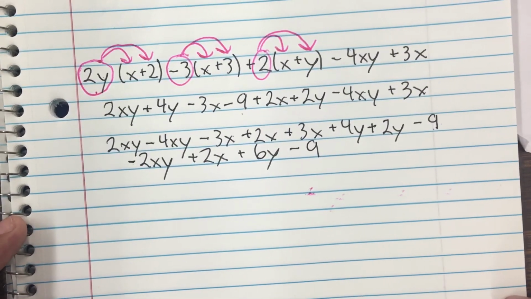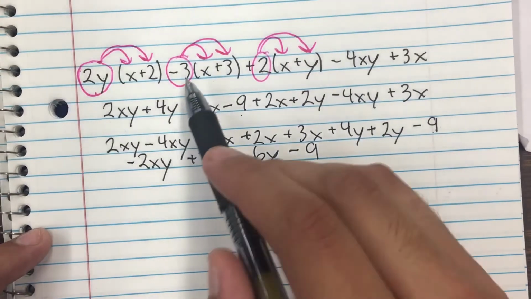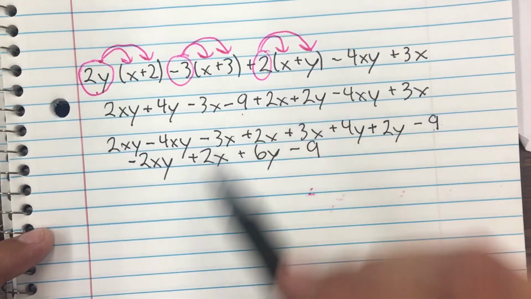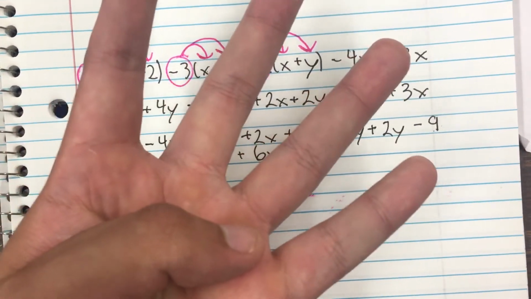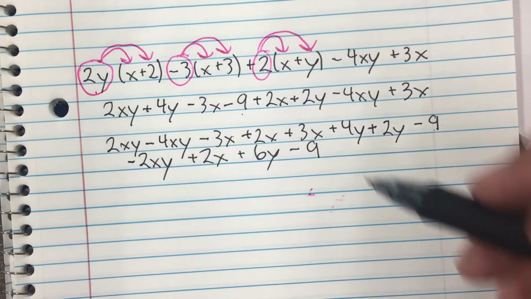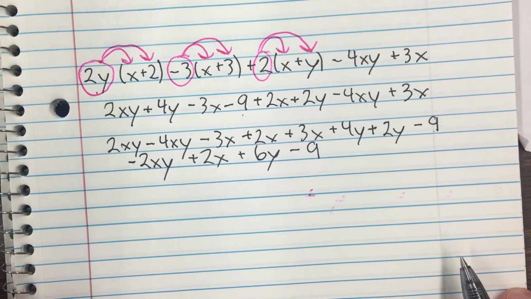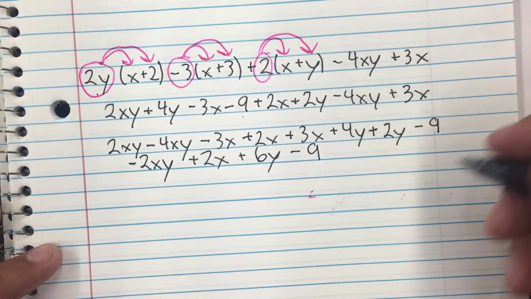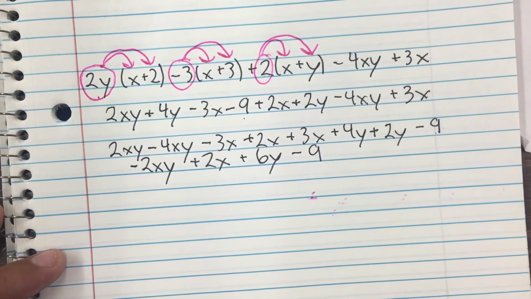And we're done. And again, here xy is its own term, y is a term, x is a term, 9 is a term. So we ended up with 4 different terms, and our final expression should have 4 terms. All we did was use the distributive property and then combine like terms in descending order.